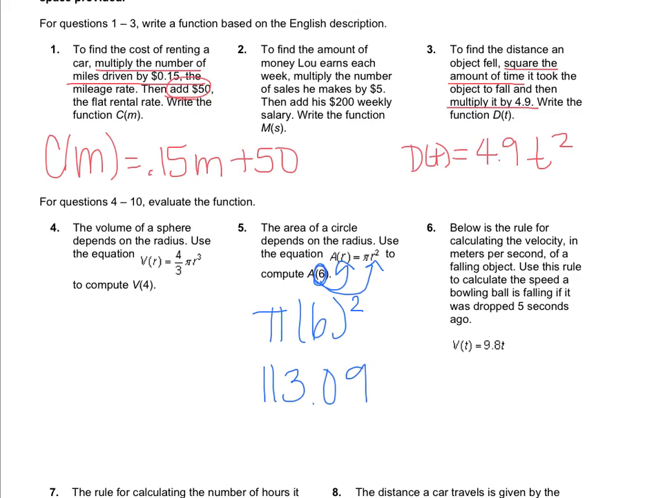So I'm going to go ahead and do number 6 as well. It asks us, below is the rule for calculating the velocity in meters per second of a falling object. Use this rule to calculate the speed of a bowling ball if it is falling and was dropped 5 seconds ago. So that means I want to find v of 5. So I'm going to do 9.8 times 5, and that's going to give me 49. So that means that v of 5 equals 49.